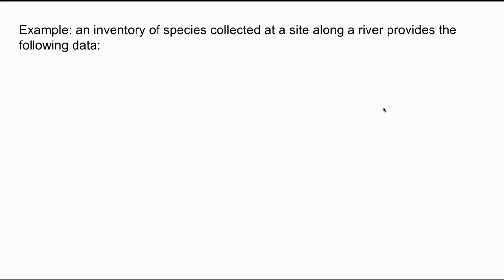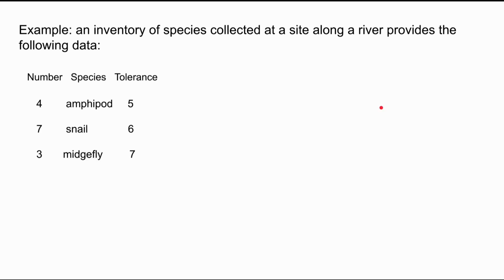So let's see how I go about actually establishing the biotic index for a particular stream area. What I would do is go out to the stream and use some sort of collection protocol to make sure I'm always going to do it the same way for comparison purposes. And I'm going to collect all the species that I find. When I do, here's what I came up with. I found 3 species: amphipods, snails, and midgeflies. Just going to keep it easy. I found 4 amphipods. They have a tolerance rating of 5. I found 7 snails, tolerance rating 6, and 3 midgeflies, which have a tolerance rating of 7.